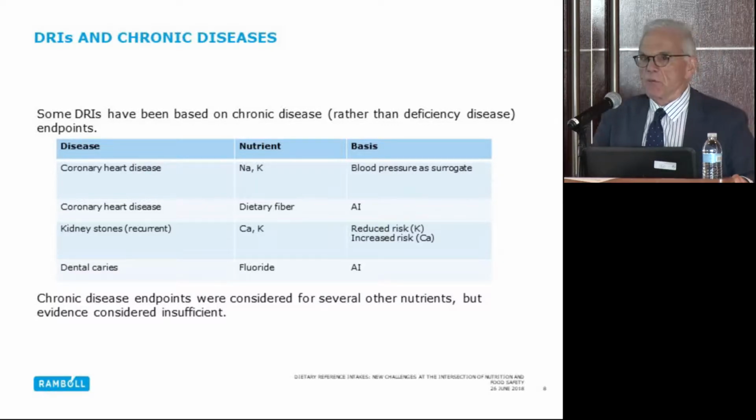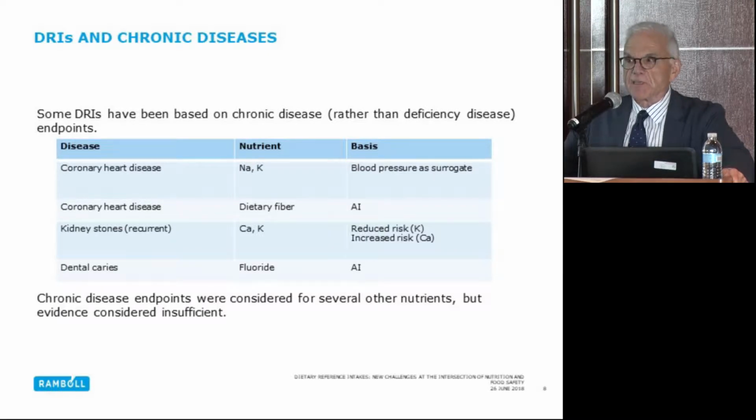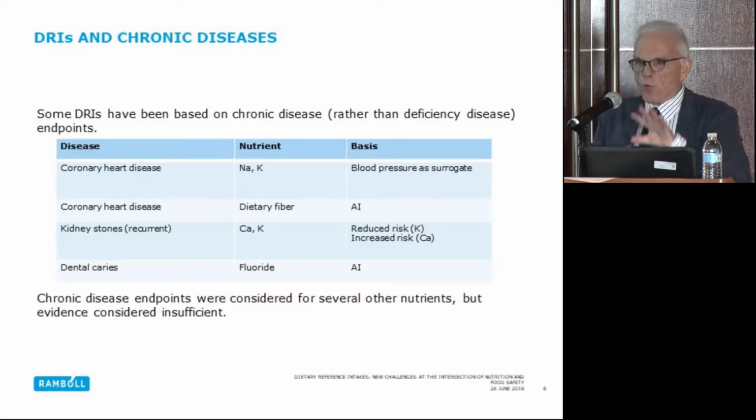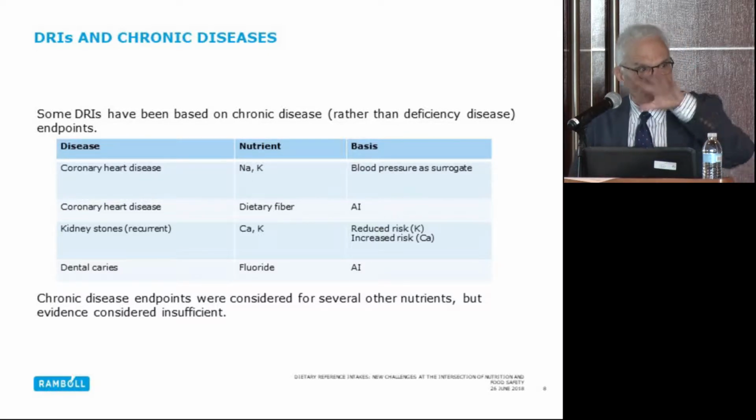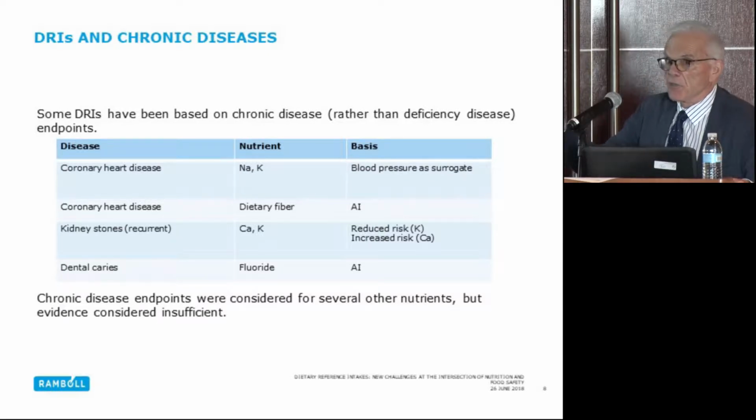So dietary fiber is related to coronary heart disease. The committee did not establish an RDA. I mean, dietary fiber is not an essential nutrient. But they did establish something called an AI for dietary fiber that they thought would avoid at least some risk of chronic disease. So they were trying to force this data about chronic diseases into this model that was developed for deficiency diseases. And I'm not blaming them. They had nothing else to turn to.